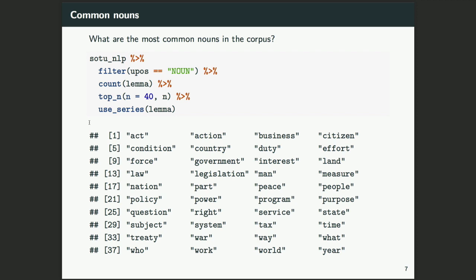Yeah, program, citizen, state, treaty, the kind of language that one would expect to see in a State of the Union address. And also just gives a little bit of a peek right off the top about the main topics and ways that presidents are framing the nation.